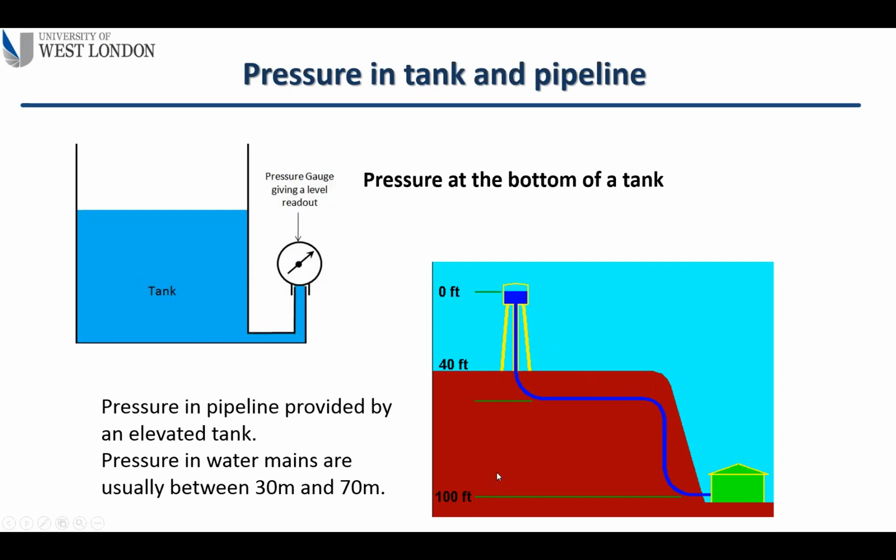Normally for the mains water, the water that comes from the network and the pipeline, we normally have pressure between 30 and 70 meters. So normally for a household, you will have a minimum of 30 to a maximum of 70 meters. These are typical values. In some cases, you might feel in your household a pressure less than this value.